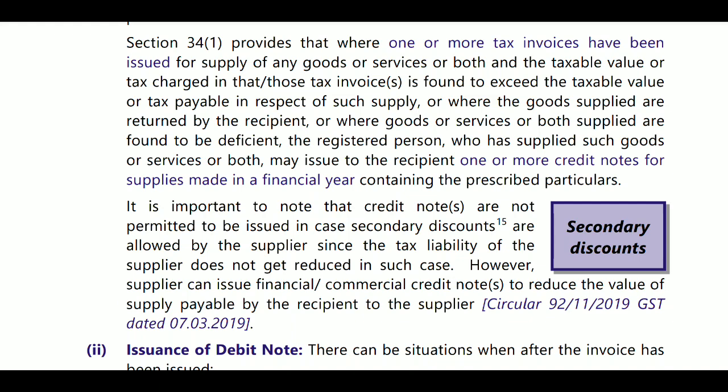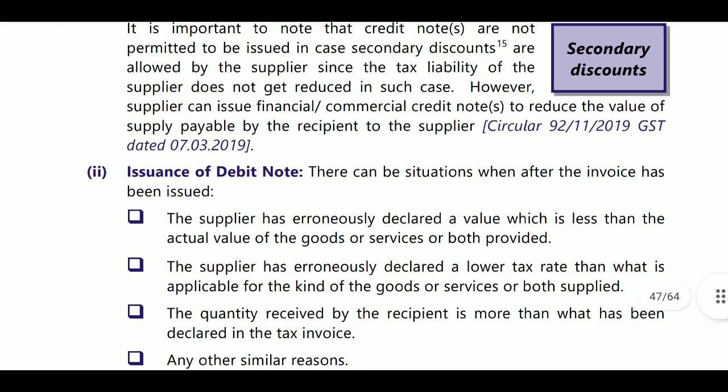That is related to credit note. A credit note is issued in 4 cases: where the taxable value in the invoice is greater than the taxable value in respect of such supply, or the tax charged in the invoice is greater than the tax payable in respect of such supply, or where goods are returned by the recipient, or where goods or services or both supplied are found to be deficient. In these 4 cases we will issue the credit note. They may issue any number of credit notes.